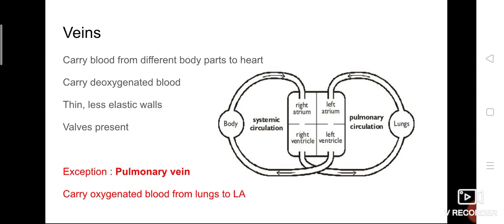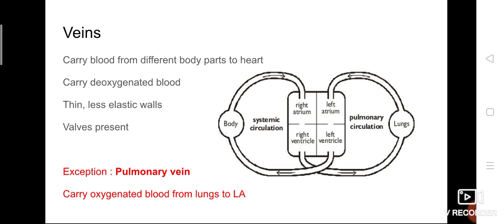Veins are just opposite to arteries, so you can easily remember. Arteries carry blood from the heart to different body parts, so veins carry blood from different body parts to the heart. Arteries usually carry oxygenated blood, so veins usually carry deoxygenated blood. Again check the same picture. According to veins, the first point is that veins carry blood from different body parts to the heart. So from the body parts to the heart, one tube was connected, isn't it?